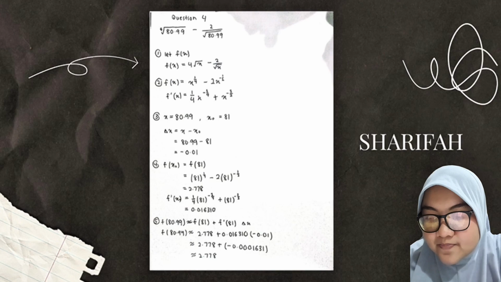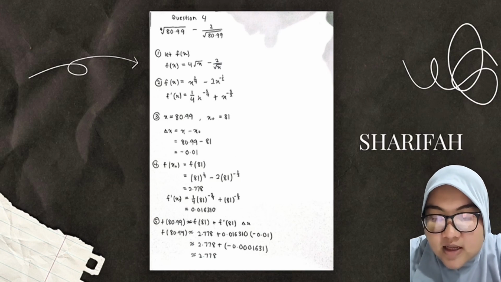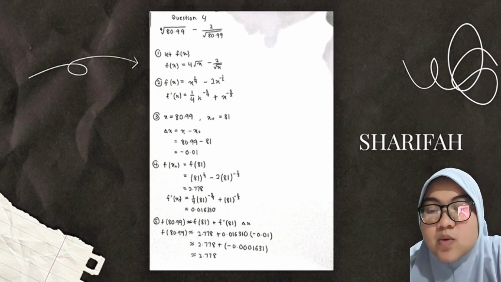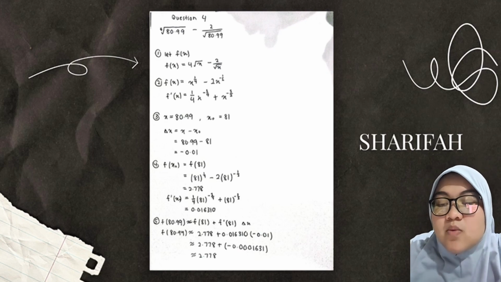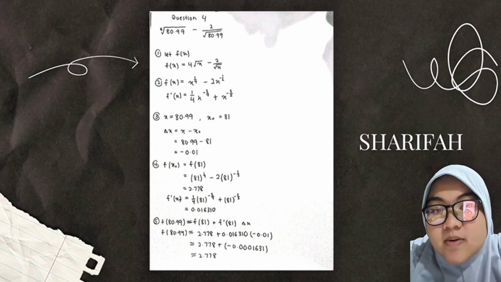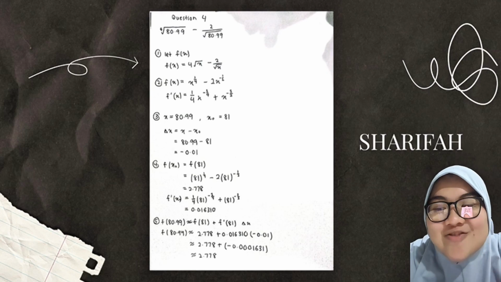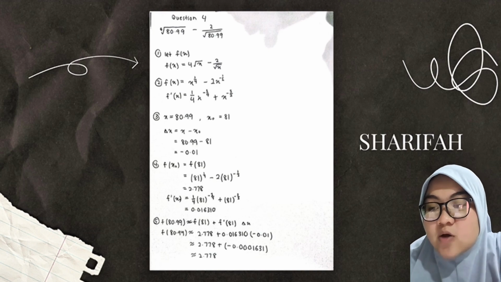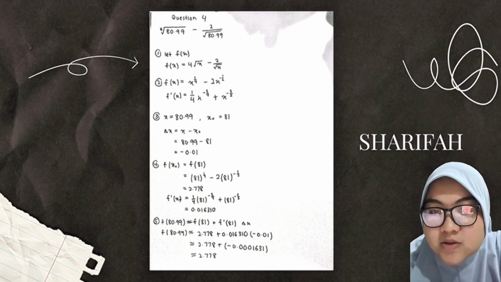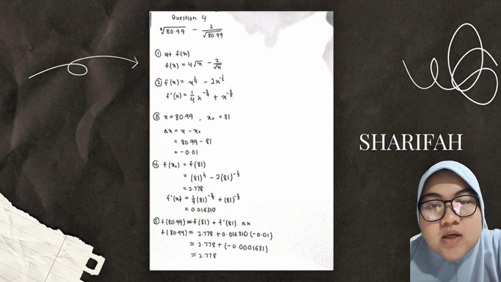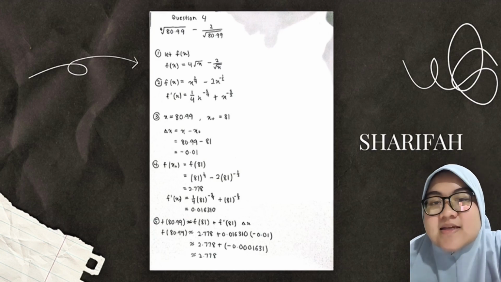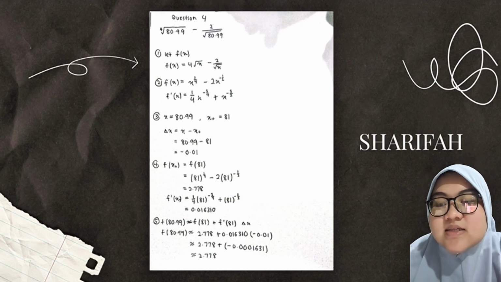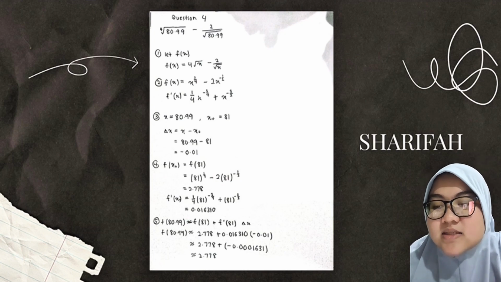And step number 2, let the function be f(x). Then we differentiate to get f prime x. We put f prime x equal to 1 over 4 x to the power of negative 3 over 4 plus x to the power of negative 3 over 2. And then we go to step 3. Step 3, let x equal to 80.99 and x naught equal to 81, because 81 is close to 80.99, which is way easier to find delta x. Delta x equals x minus x naught, and we get the answer minus 0.01.